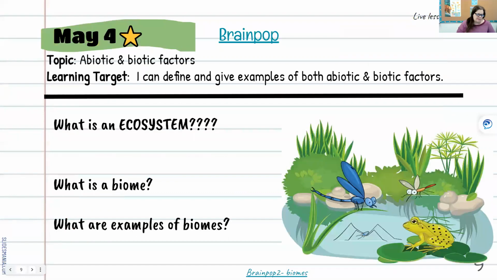And today our focus is abiotic and biotic factors. By the time we wrap up, we want to be able to define and give examples of both abiotic and biotic factors. We're going to start with a BrainPOP. We'll define a couple of things, and then we're going to watch a second BrainPOP. So sit back and relax while I take attendance and watch this BrainPOP.